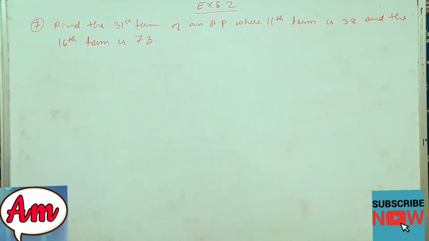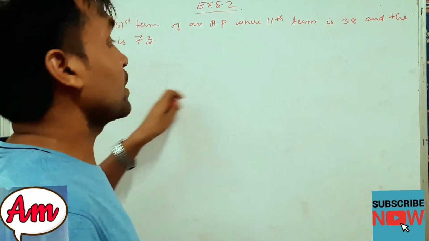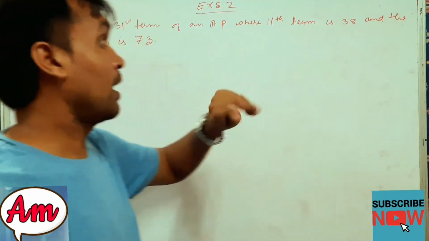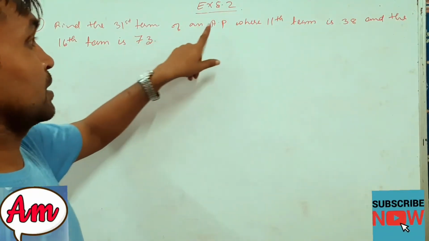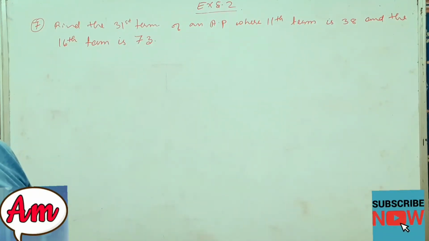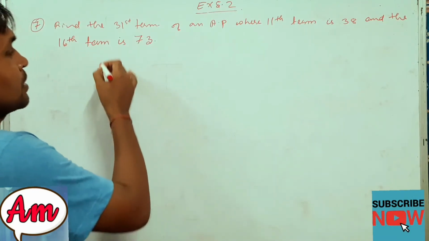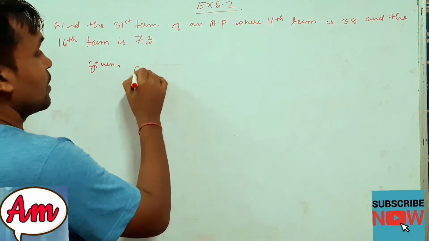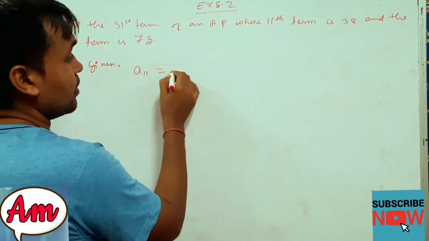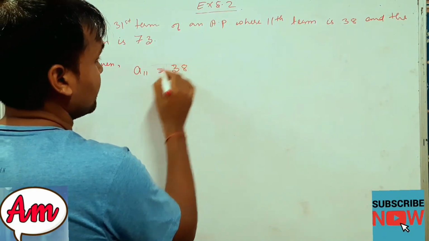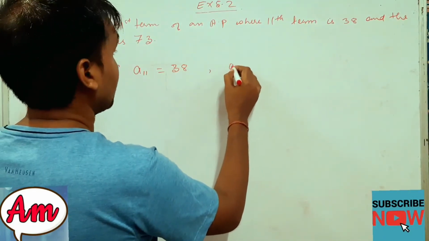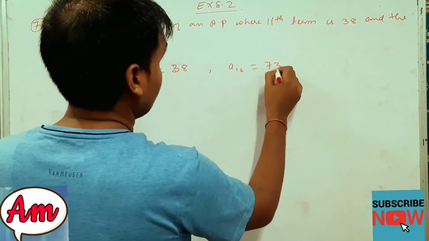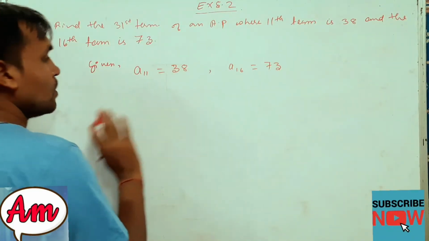Okay, fine. So this is the question given. They are asking us to find out the 31st term of an AP. In that AP the 11th term is 38, and the 16th term of this AP is 73. This is given. So let us write first. Given: A11 equals 38, and A16 equals 73.